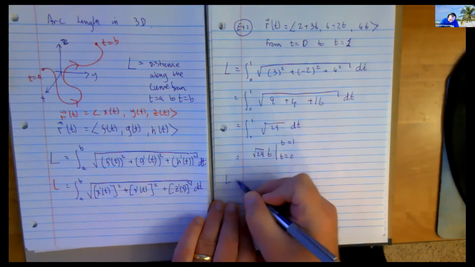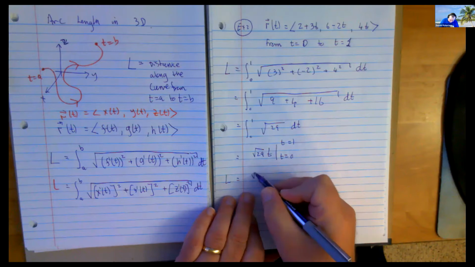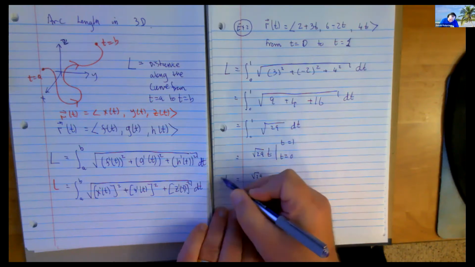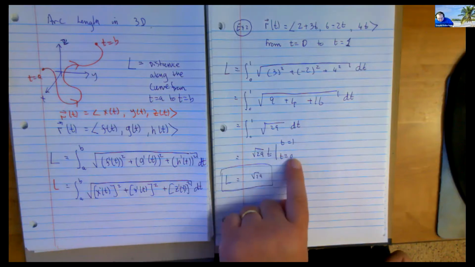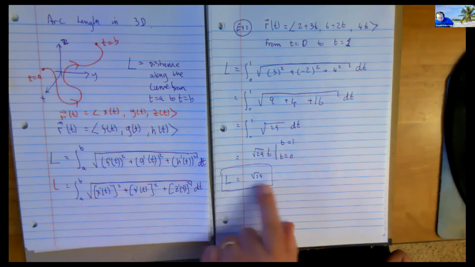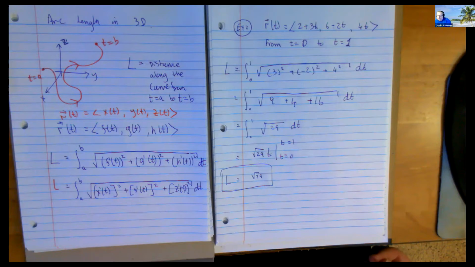And so my arc length is going to be the square root of 29. Because you plug in 1, you get the square root of 29. You plug in 0, you still get 0. Square root of 29. So far, so good?